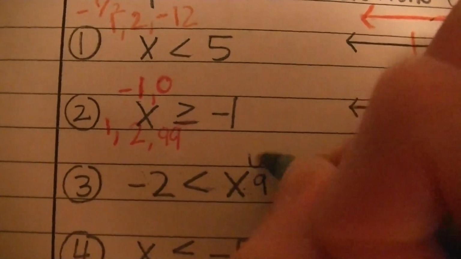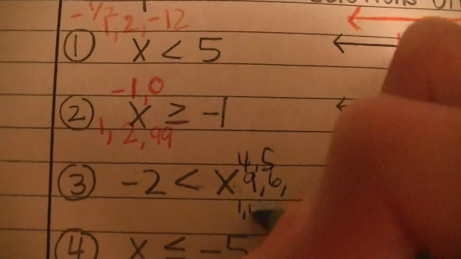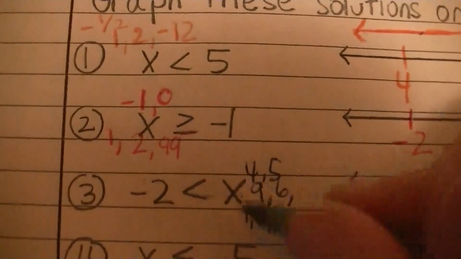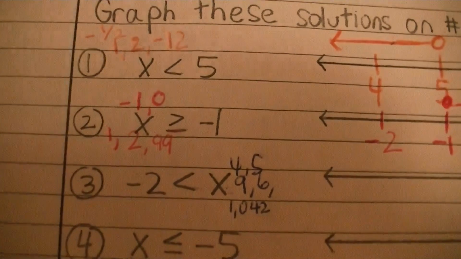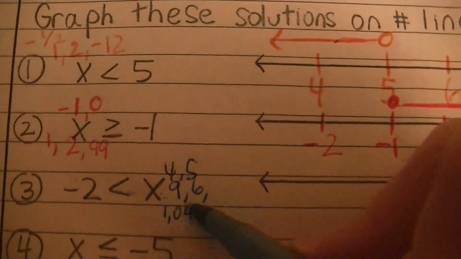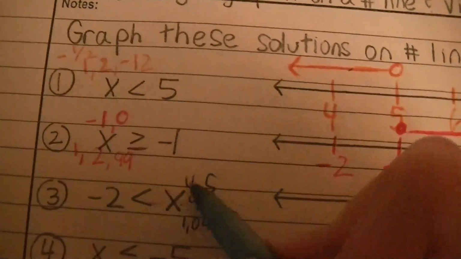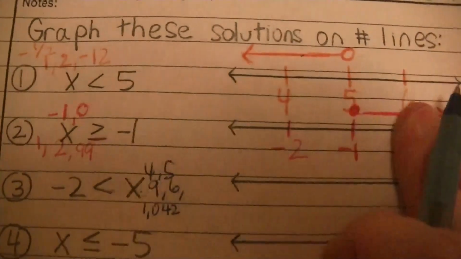X could be 4, x could be 5, x could be 6, x could be 1042. Those are all bigger than negative 2, okay? So notice how I wrote them right by the x like that? That's to show me, oh, that's what x could possibly be, okay? Don't be like, oh, I'm going to write it over here. No, you want to know what x could possibly be, possible values of x.